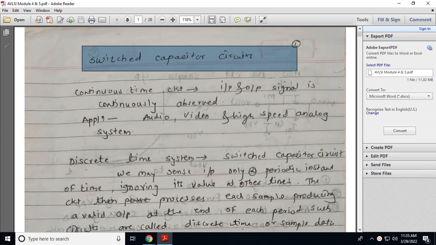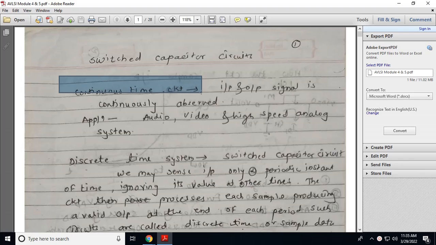In a switched capacitor circuit, we are using a MOSFET as a switch, and we use a capacitor. So this is a discrete time system. In a continuous time circuit, the input signal and output signal are continuously available. Applications of continuous time circuits are audio, video, and high speed analog systems.